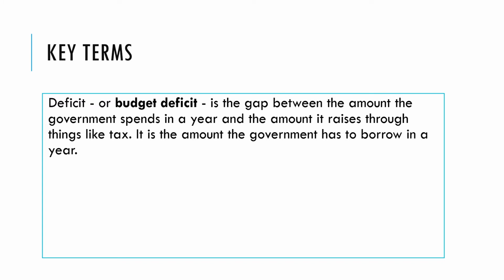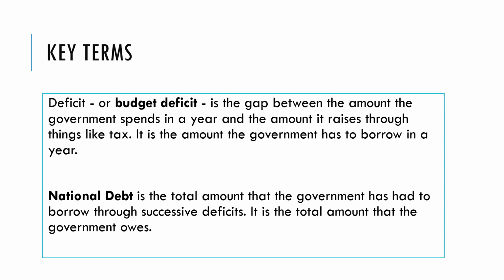So some key terms for us. The first one is a budget deficit, and that is the gap between the amount the government spends and the amount it raises through tax. Now this is also the amount that the government has to borrow. If they haven't got enough money coming in and they're trying to spend more, then they need to borrow from other countries or from businesses or from individuals, and this all accumulates to form what is known as the national debt. So that is the total amount that government has borrowed through successive deficits. And one of the negatives of the national debt is that you have to pay it back eventually, plus interest.